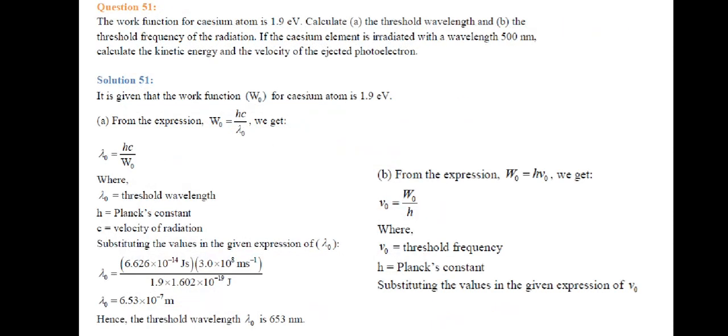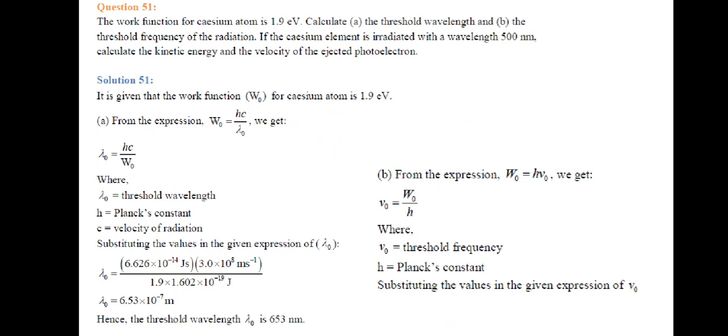Next question. The work function of cesium atom is 1.9 electron volts. Calculate the threshold wavelength and the threshold frequency of the radiation. If the cesium element is irradiated with a wavelength of 500 nanometers, calculate the kinetic energy and the velocity of the ejected photoelectron.